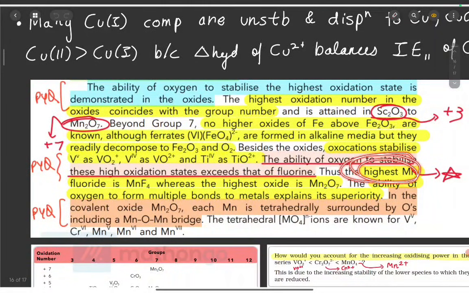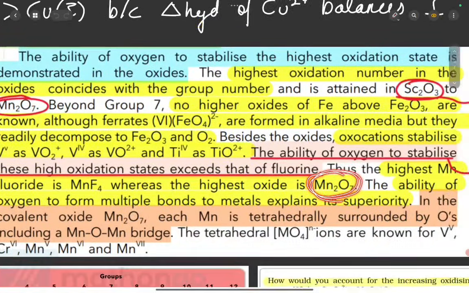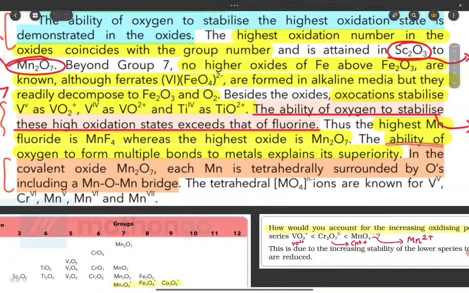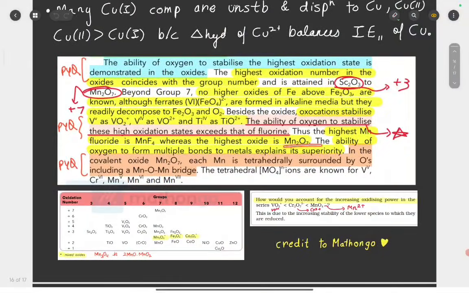The highest manganese fluoride is MnF4. Fluorine could not convince manganese to let it make MnF7. But amazingly, oxygen was able to convince manganese. How come? This is because oxygen can form multiple bonds. As we know, the more the multiplicity of the bond, the more stable the bond will be. And this ability of oxygen explains its superiority over fluorine.